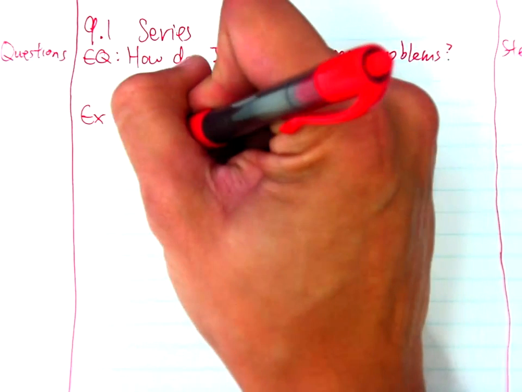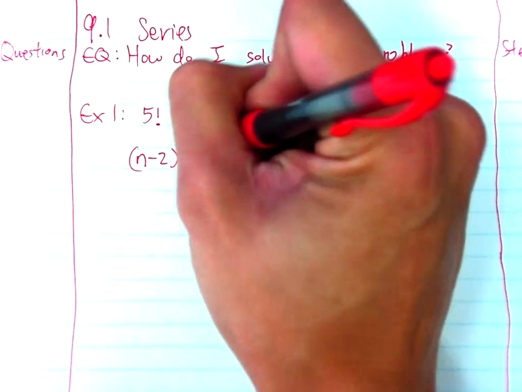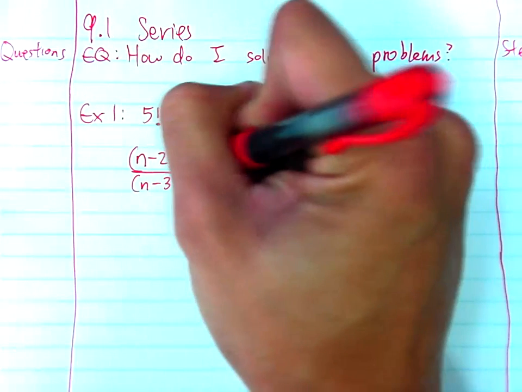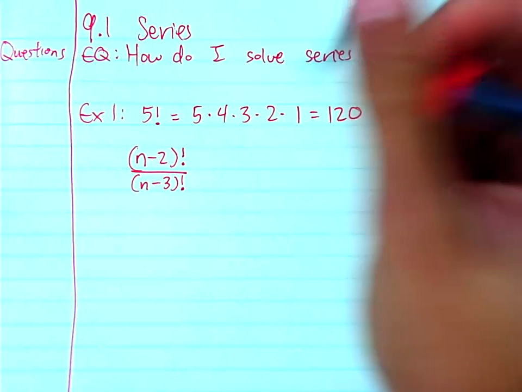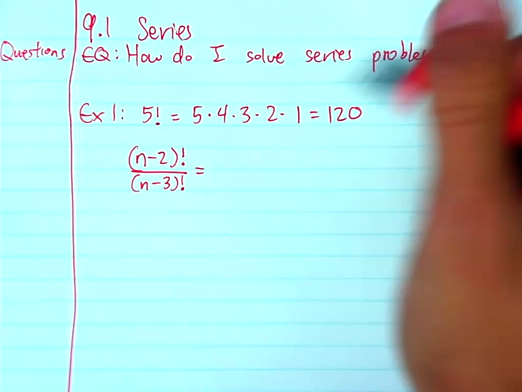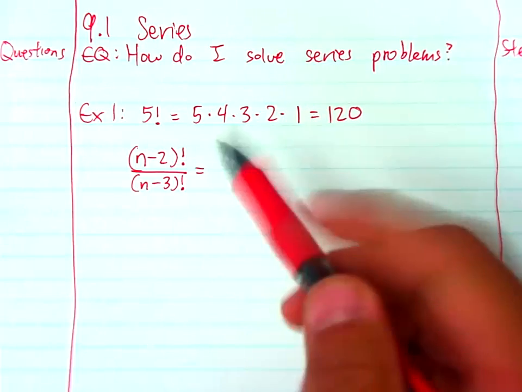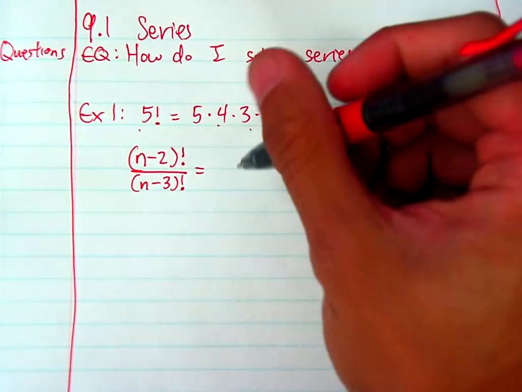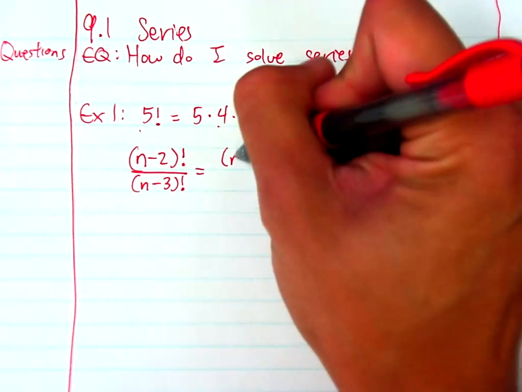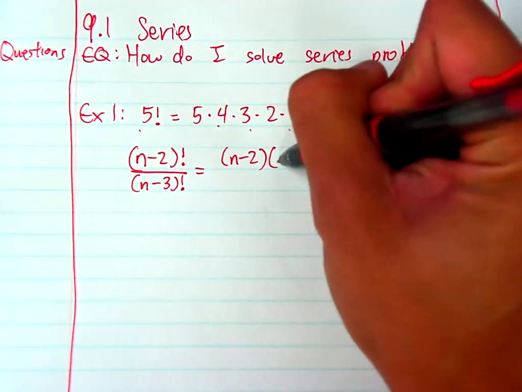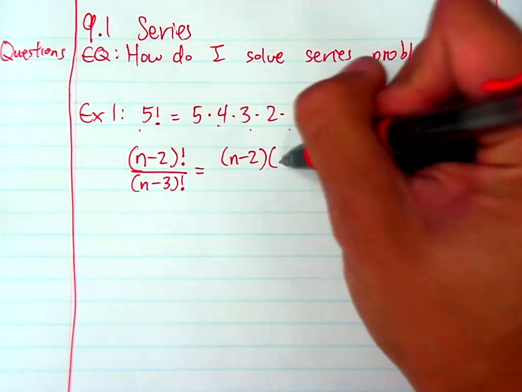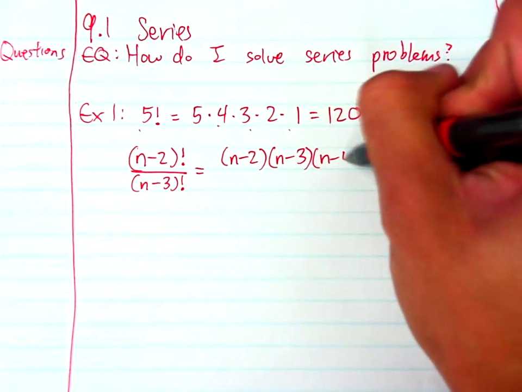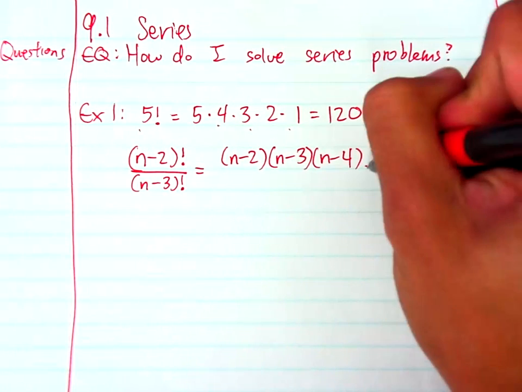So one of the problems is n minus 2 factorial over n minus 3 factorial. Okay, so again, the number goes down by 1, like if it was 5 factorial, it would go from 5 to 4 to 3 to 2 to 1. So if I have n minus 2 factorial, it would be n minus 2 times, and then 1 less than n minus 2, so it would be n minus 3, then n minus 4, and actually go on and on forever, so I'm just going to put a dot, dot, dot.